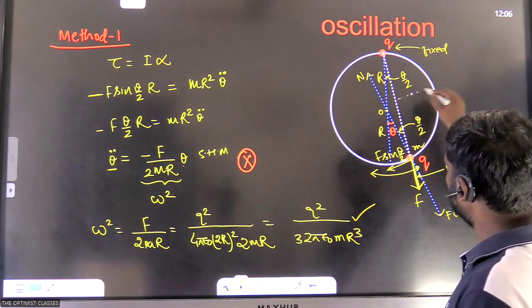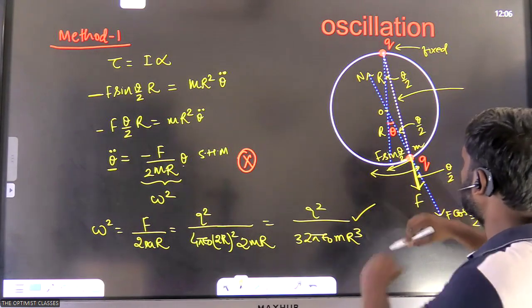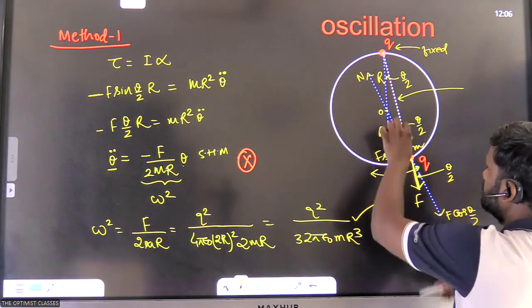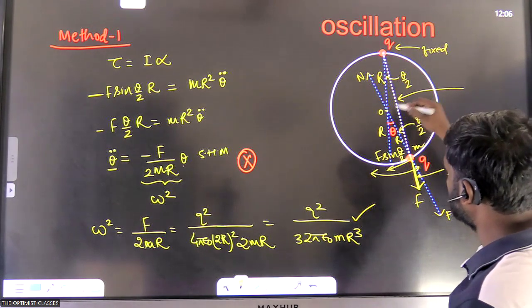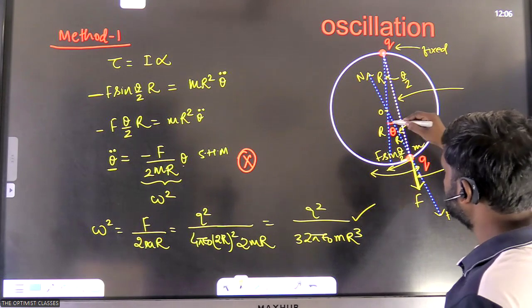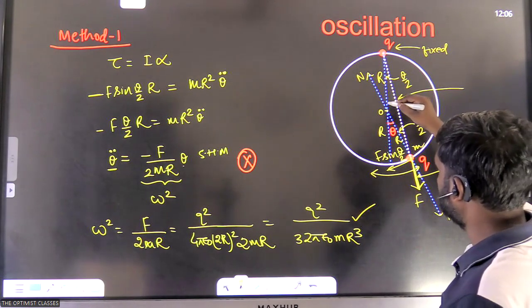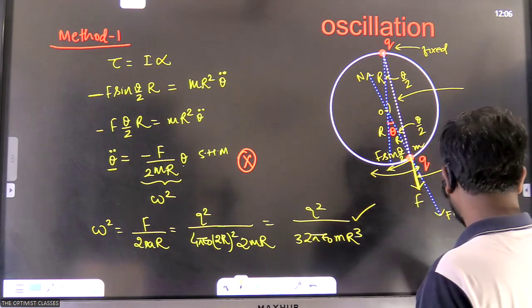So if you calculate this side, this is radius and this side is also radius. So by using the cosine formula, you can calculate this side. This angle is theta, so this angle will be pi minus theta. So we have this kind of situation here.